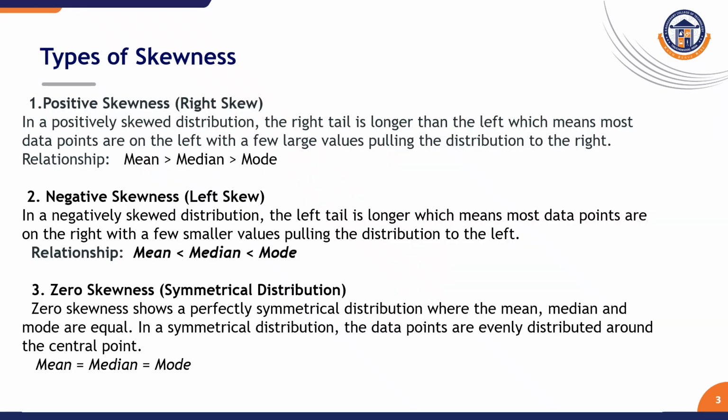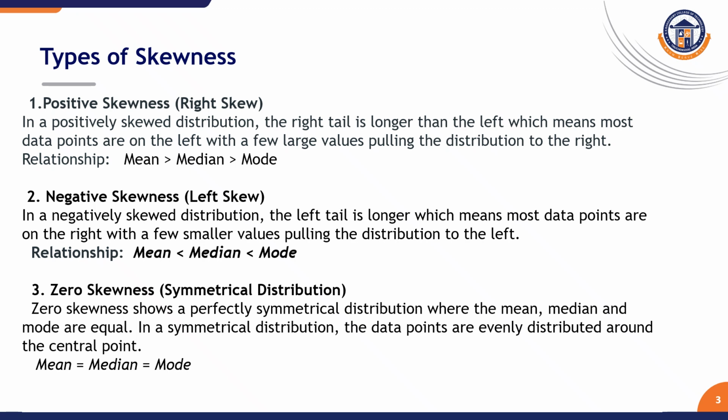Now there are three types of skewness. One is positive skewness, negative skewness, and zero skewness. What do you mean by positive skewness? In a positively skewed distribution, the right tail is longer than the left, which means most of the data points are on the left side, with a few large values pulling the distribution to the right. In this case, the relationship is mean greater than median greater than mode.